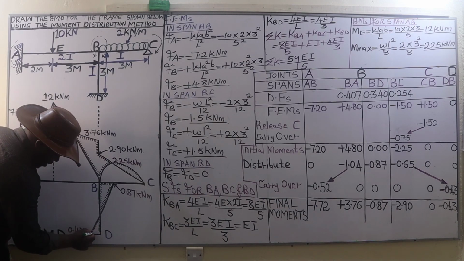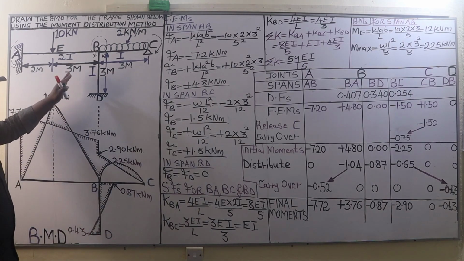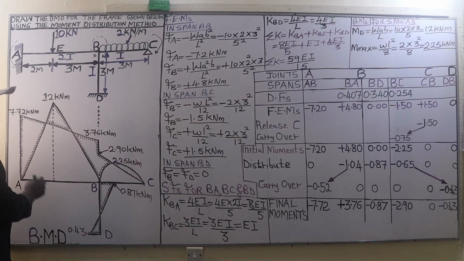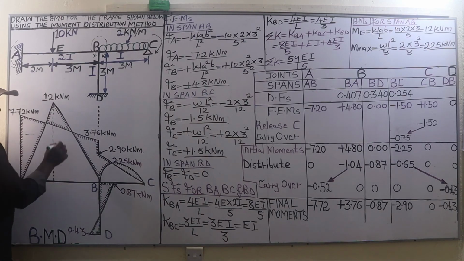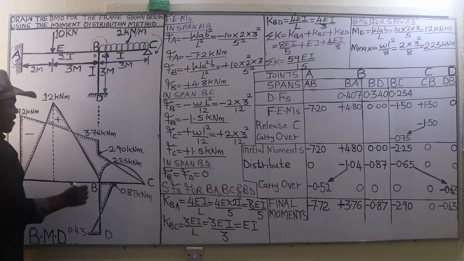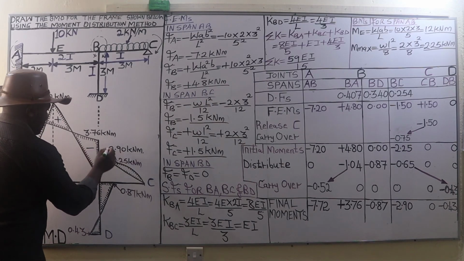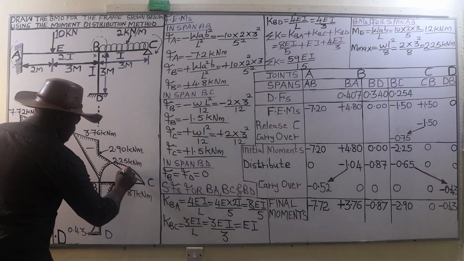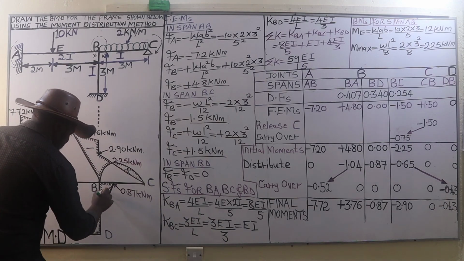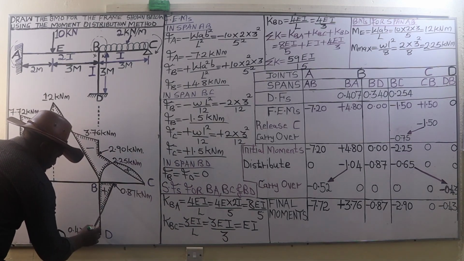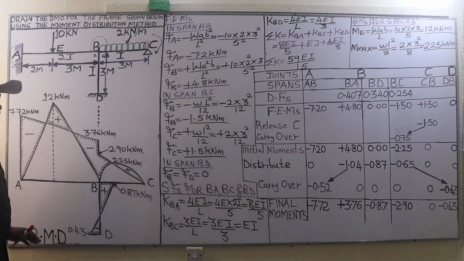So ladies and gentlemen, that's how we plot a bending moment diagram for such a frame. So this is going to be negative bending moment. This one is positive. This one here is a negative bending moment. This one is positive. This one is positive, whereas this one is negative. So that is now our complete bending moment diagram.